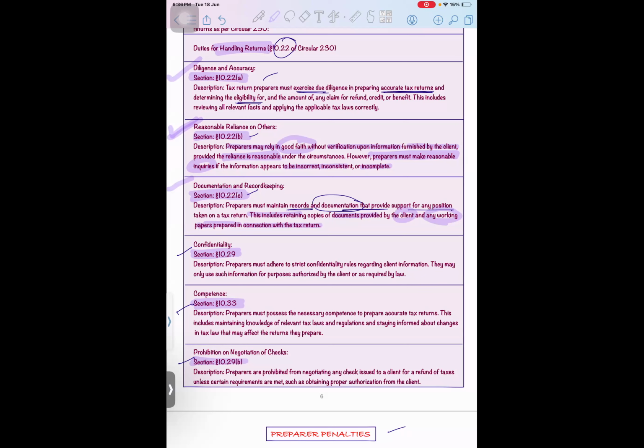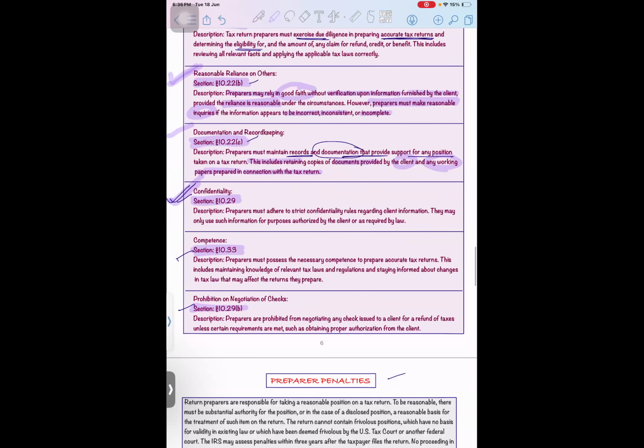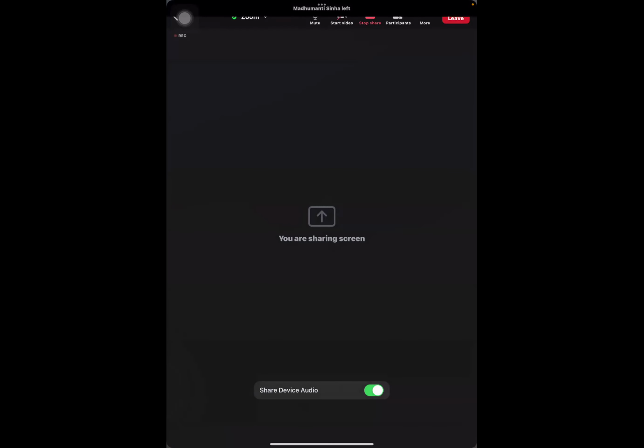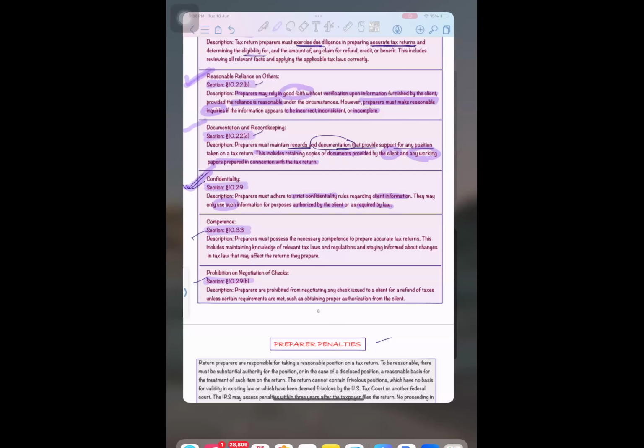Even if the taxpayer and spouse are coming and asking to file separate returns, you cannot share the confidential information with both of them. This is what your major role will be. The preparer must adhere to a strict confidentiality rule regarding client information. They may only use such information for the purpose authorized by the client or required by law. They cannot use the information for their own advantage.